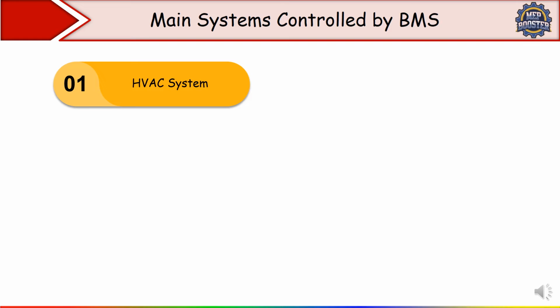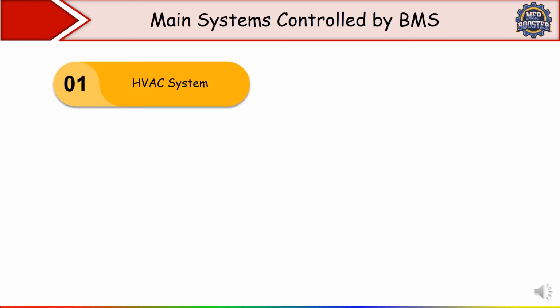The main function of the system is that the BMS automatically adjusts temperature, humidity and airflow. It can also control occupancy based ventilation and reduce energy use with time based scheduling and set points. For example, the BMS increases chilled water flow to the AHU on a sunny afternoon to maintain room temperature at 24 degrees Celsius. Automatically it will adjust based on the temperature and humidity.